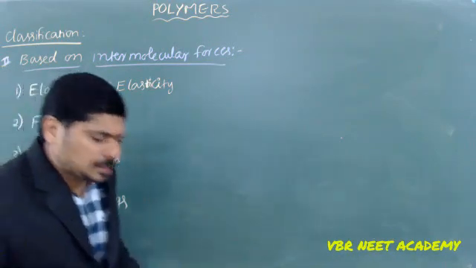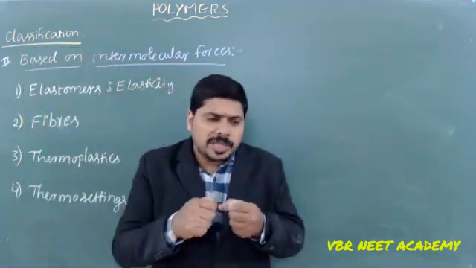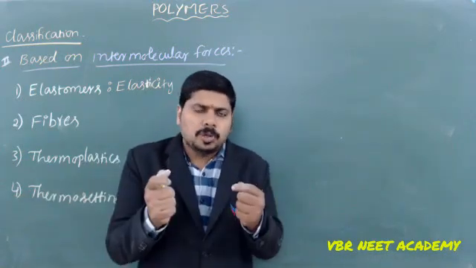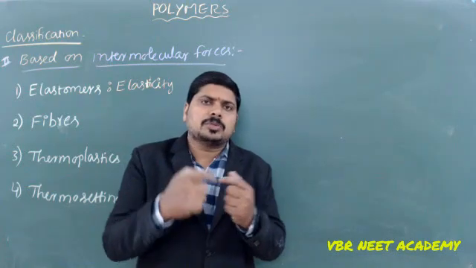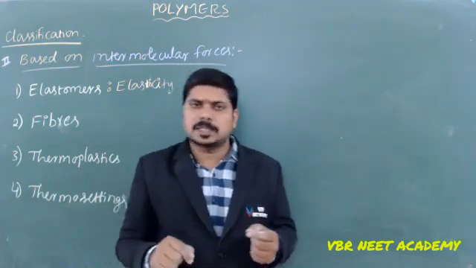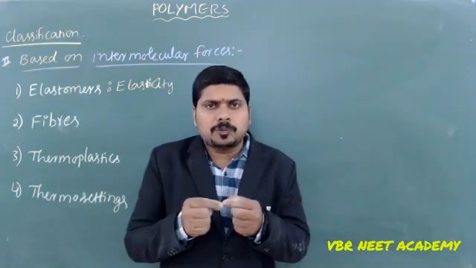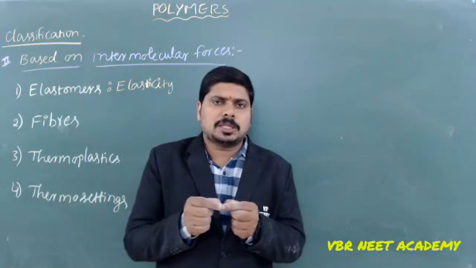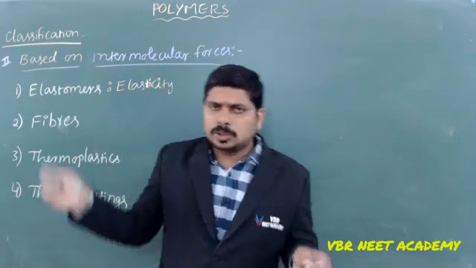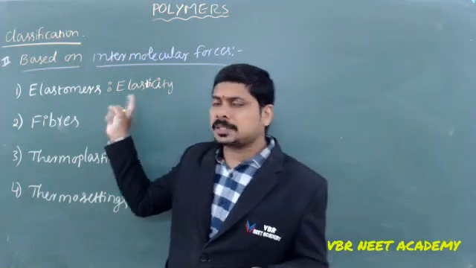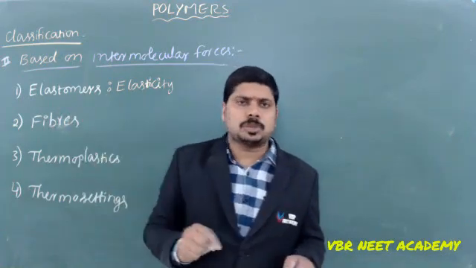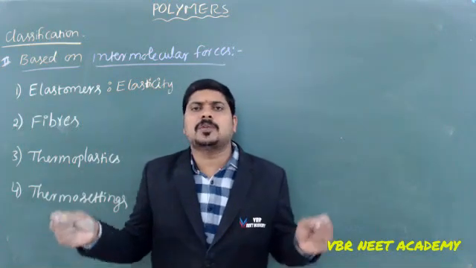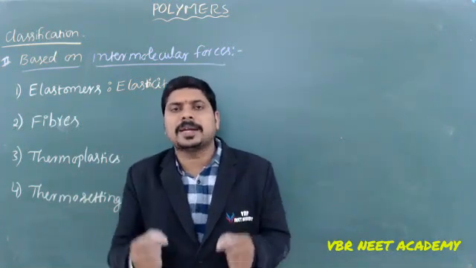What do you mean by elasticity? When we stretch it, it gets stretched. When we leave the force, it comes back to its original state. When you apply the force, they stretch; when you leave the force, they come back to their original state. That's called elasticity. Those polymers which show elasticity come under elastomers. When do we get this elasticity property for a polymer?